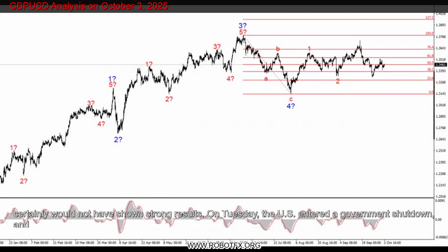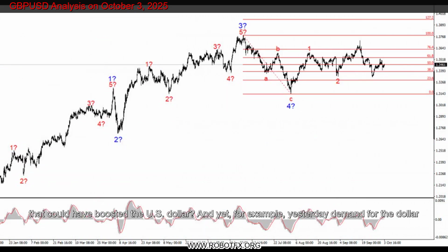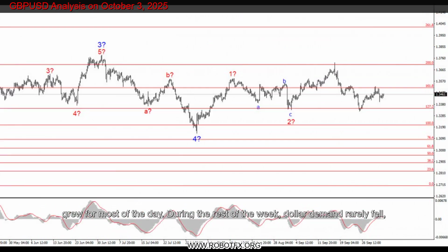And yet, for example, yesterday demand for the dollar grew for most of the day. During the rest of the week, dollar demand rarely fell, and for the most part, the market moved sideways. Consequently, almost all of this week's reports and events were not priced in by the market. In my view, this indicates that the market is currently guided not by economic statistics but by something else.